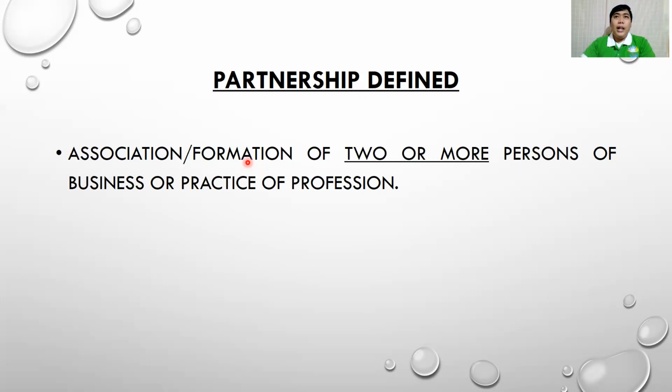Now, what happens between those two persons? Both of them enter into a contract. It is either a verbal or a written contract. That written contract, those are the papers, or it's either verbal, that is their agreement between the partners. So the two persons, natural or juridical, form a partnership.